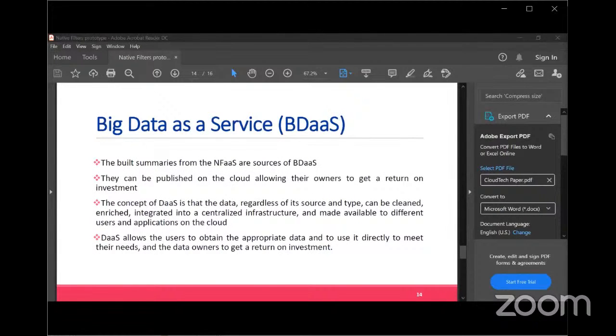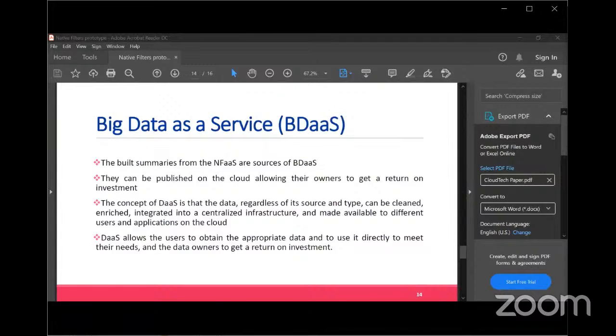The summary is now generated from the cleaning as a service. These are actually sources of big data as a service. They can be published on the cloud, allowing their owners to get a return on investment. Data is actually a very important asset for every organization, and the intelligent use of data can help make decisions based on real facts, and thus improve the business process by minimizing the risks and increasing the business in general.